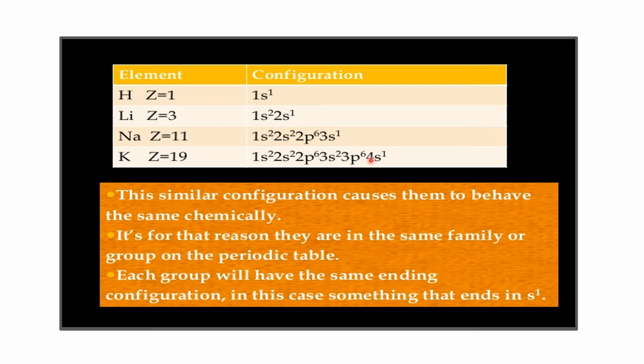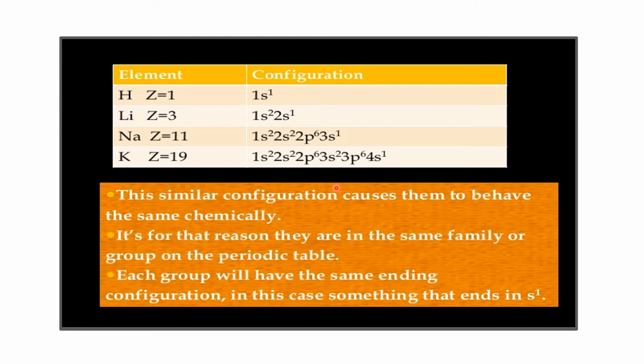When we generalize the outermost electronic configuration of these elements in 1A group, the outermost electronic configuration of all these elements is ns1. That is, the first element has 1s1, second element 2s1, third element 3s1, fourth element 4s1, fifth element 5s1, sixth element 6s1, seventh element 7s1. So this is the similarity in their configuration that was observed in the 1A group of elements. Okay, are you clear?